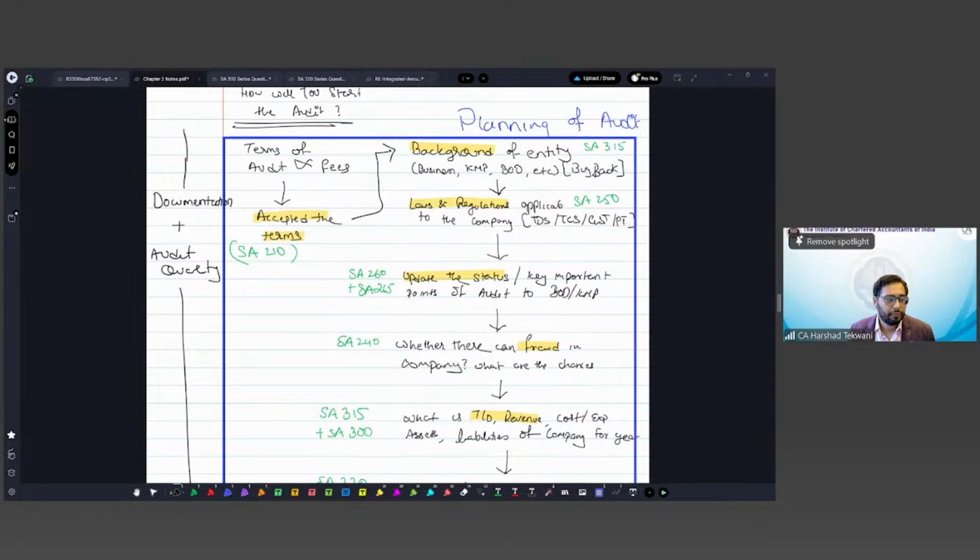We will check the materiality level of that fraud, whether we need to report it in the audit report or report it to the regulatory authority. So those we need to check. Materiality. Okay, fine. Yes, good. What else?